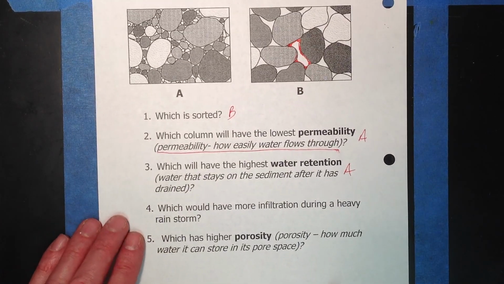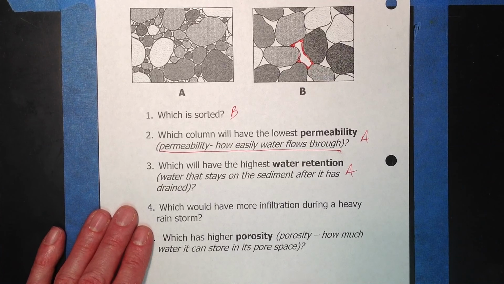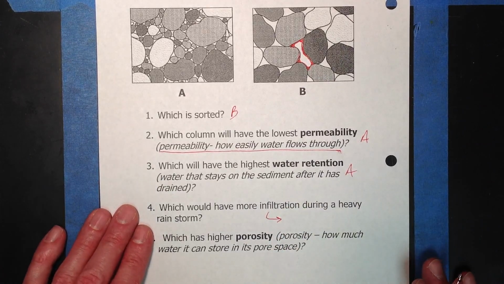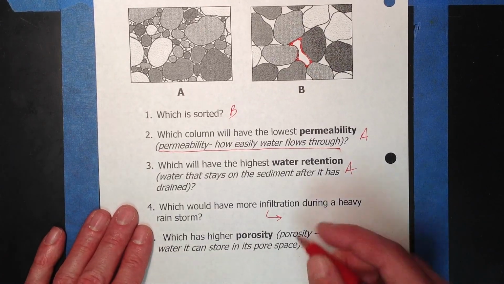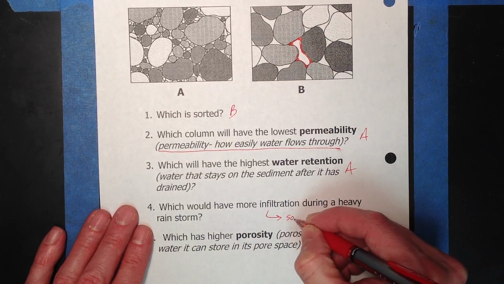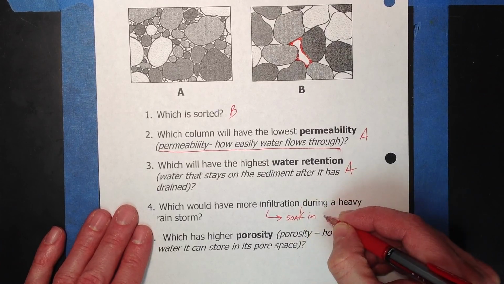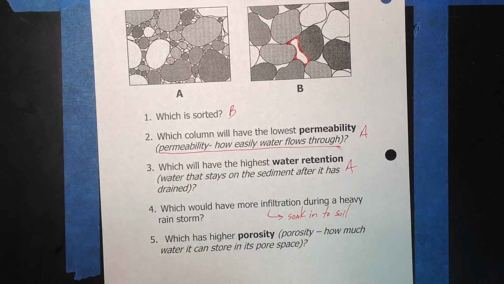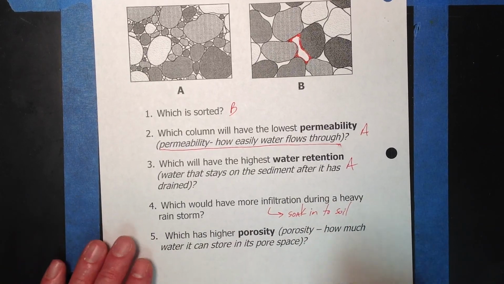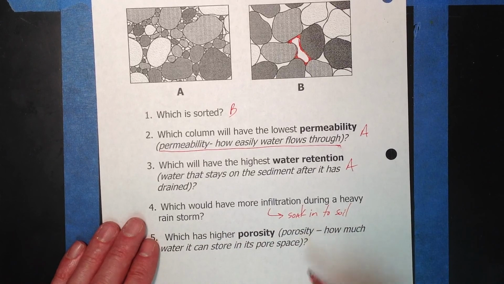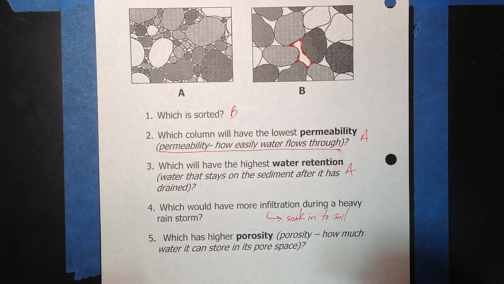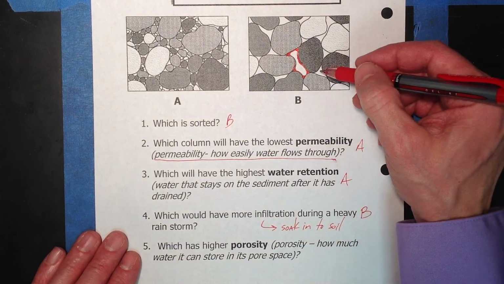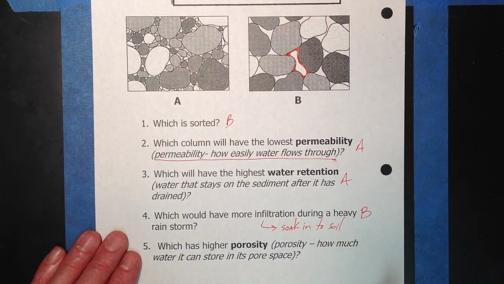4, which would have more infiltration during a heavy rainstorm? Infiltration, you have to know what that is. Rain hits the ground, it can do one of two things: infiltrate, which basically means soak into the ground, soak into the soil, or it can run off, which stays on the surface and either forms a puddle or flows downhill. So more infiltration during a heavy rainstorm, we want the one with high permeability, easy to flow into. Therefore, B. More infiltration, more water's going to go in here than here.